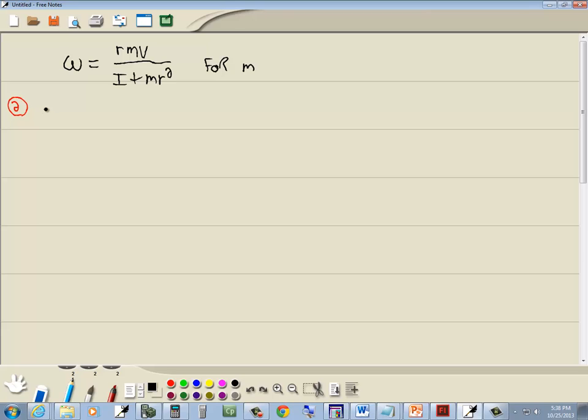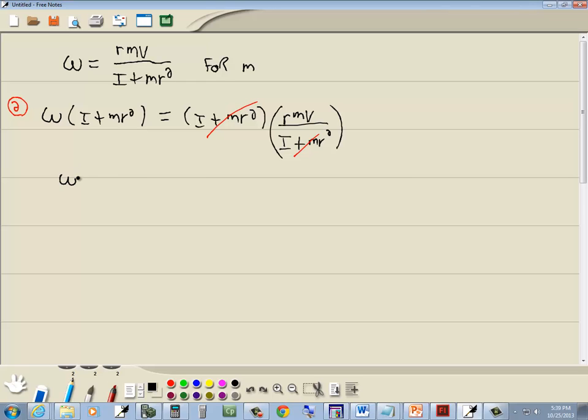MR squared. So we got omega times I plus MR squared equals, and then I plus MR squared times RMV over I plus MR squared. The I plus MR squareds cancel here. I'll multiply the omega through, so that gives us omega I plus omega MR squared is equal to RMV.